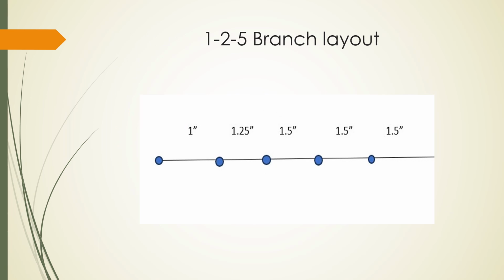So let's just take a look at this 125 branch layout. As it states, one head is being supplied by the 1-inch line. 2 heads are being supplied by the 1 1/4, 1.25. 5 heads are being supplied by the 1.5 inch. That's all the 125 system says.